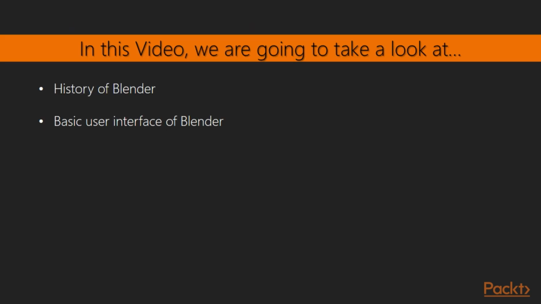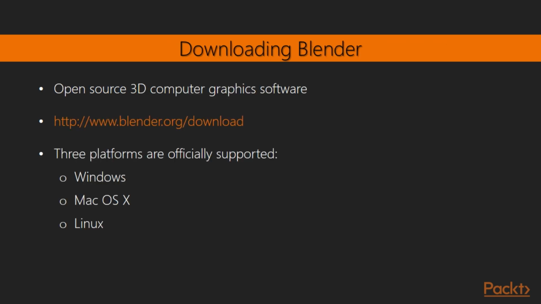In this video, we're going to take a look at the history of Blender. Then we will be talking about the basic user interface of Blender. As we all know, a blender is an electric kitchen appliance used to blend vegetables and fruits into drinks, sauces, or pastries. But in this tutorial, we will be using another blender, which is an open-source 3D computer graphics software developed and maintained by the Blender Foundation.